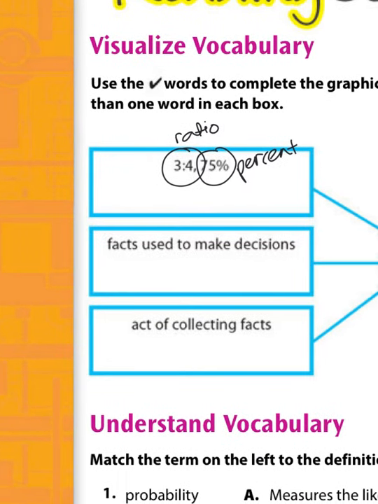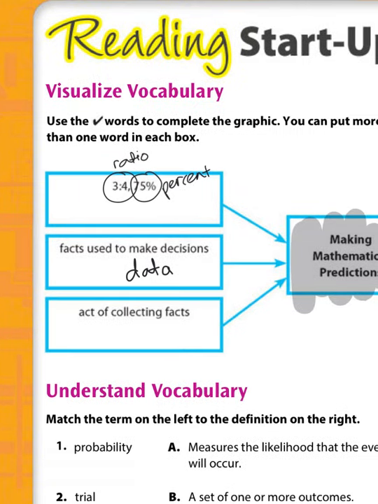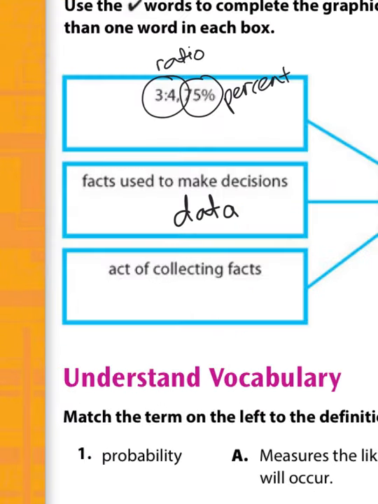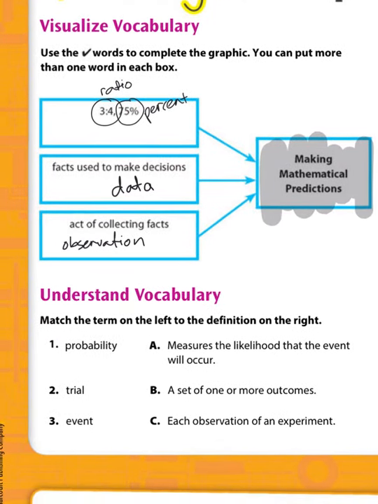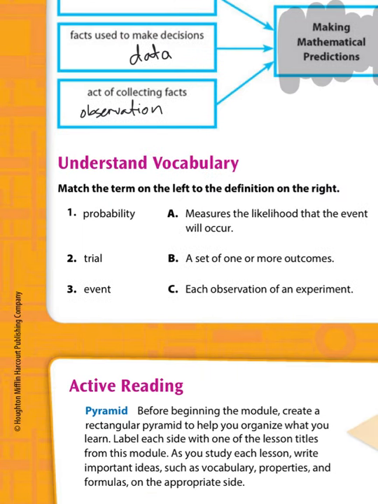Facts used to make decisions are what we call data, and the act of collecting facts is through observation. Now we use observation, data, and then ratios and percents to make mathematical predictions.